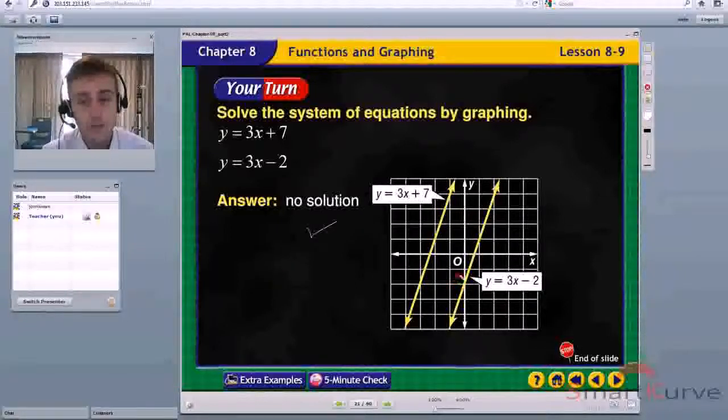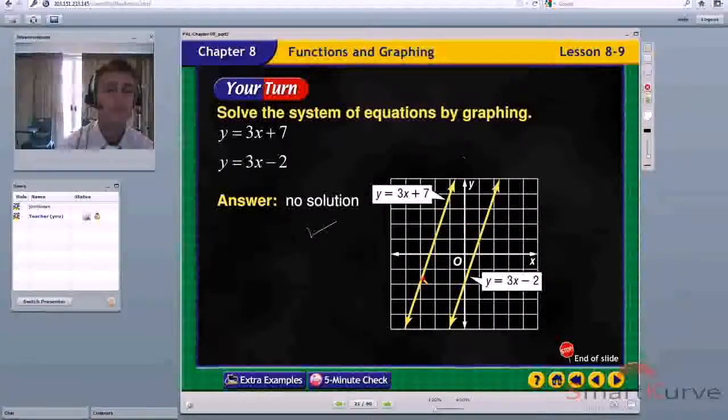Here's -2. This line will intersect at 7. Their slopes are the same. They will not have a point where they intersect.